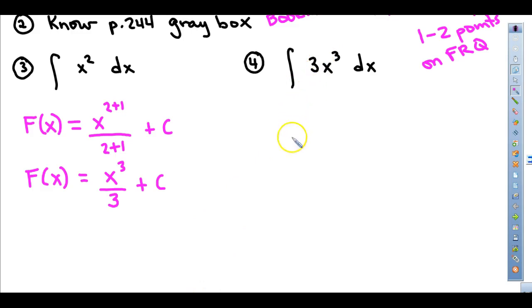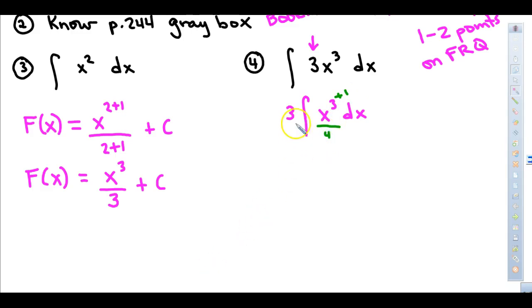All right, let's try this one, okay? Technically, what you could do if you wanted to is you can look at 3 as a scalar because that's your coefficient, and you can pull that through your integral. And then you can just integrate x cubed, okay? And again, the way that you integrate x cubed is we're going to add 1 to our exponent and then divide by 3 plus 1.